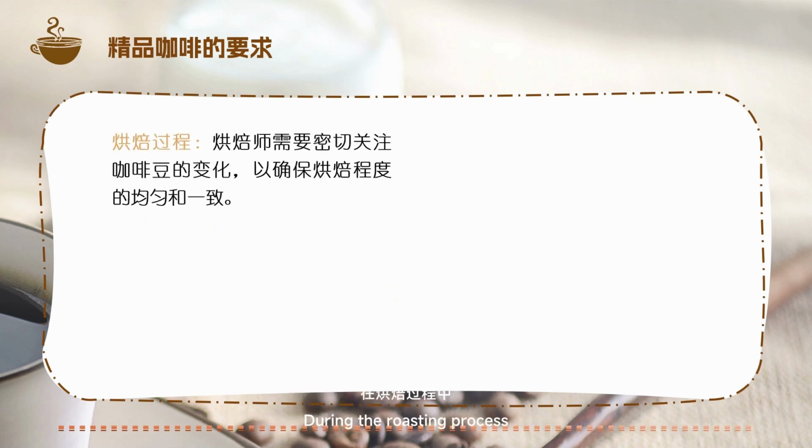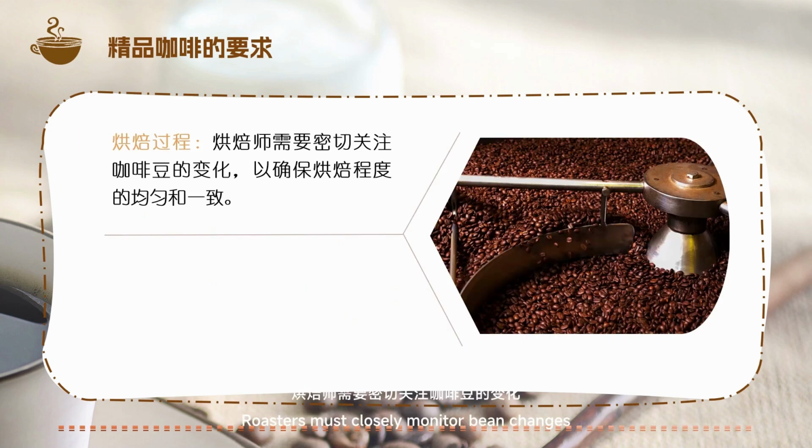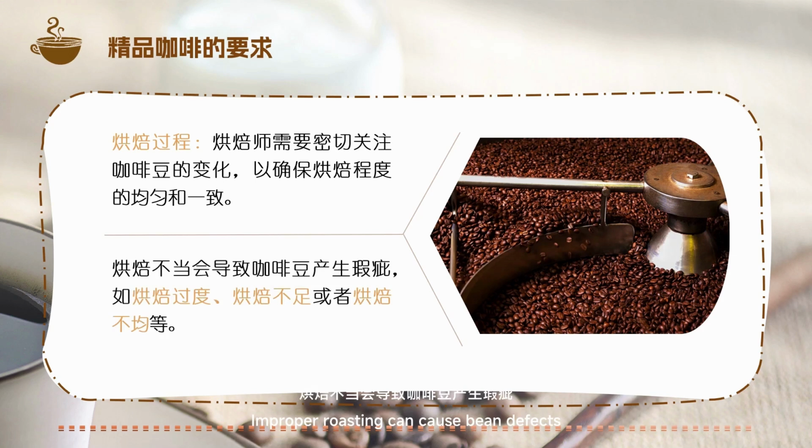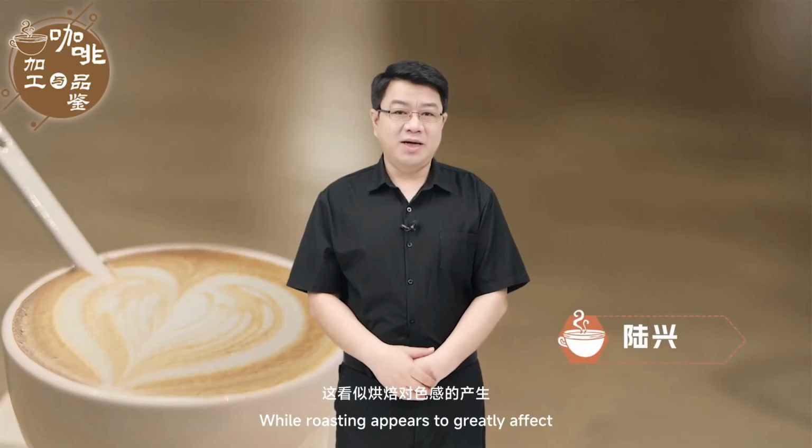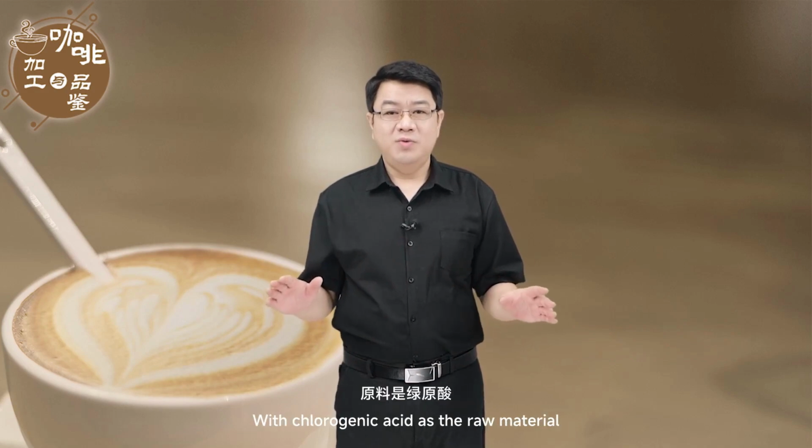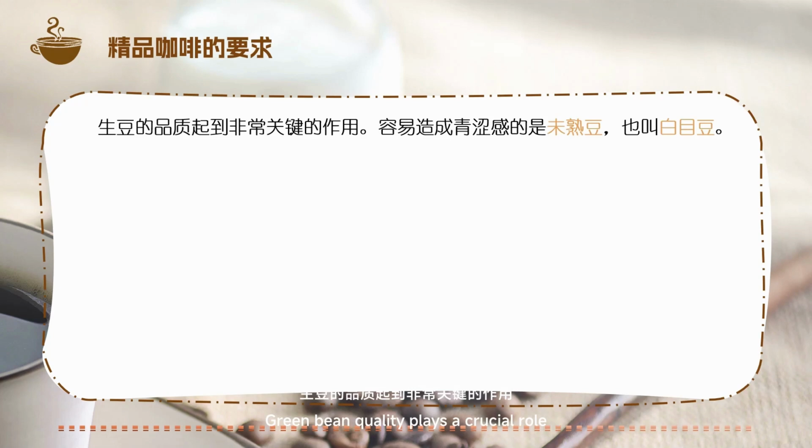During the roasting process, roasters must closely monitor bean changes to ensure uniform roasting degree and consistency. Improper roasting can cause bean defects, whether over-roasted, under-roasted, or unevenly roasted. While roasting appears to greatly affect color development, careful observation reveals roasting is merely a catalytic process, with chlorogenic acid as the raw material. Thus, green bean quality plays a crucial role.